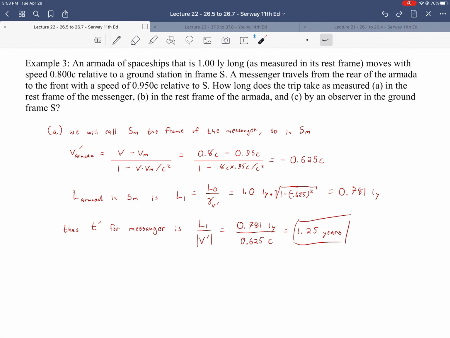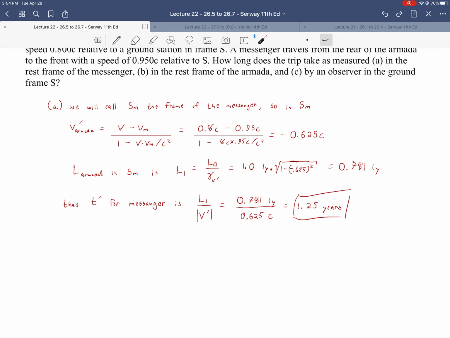It would take 1.25 years for the messenger to go from one end of the Armada to the other. Again, I was able to simply cancel out my units because a light year is how far light travels in 1 year, and c is just the speed of light. So the units I'm going to get are units of time, specifically years, not seconds or any other unit of time. All right, so 1.25 years for the messenger.